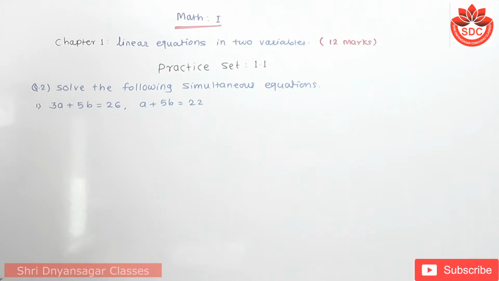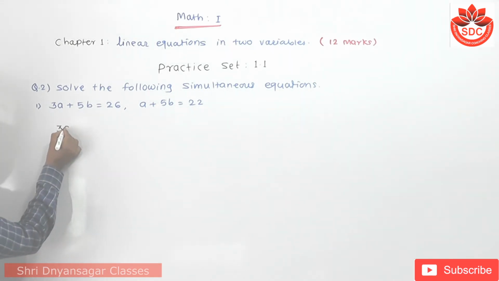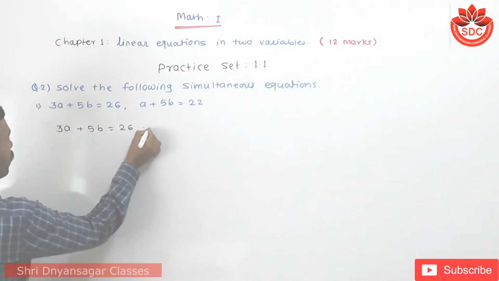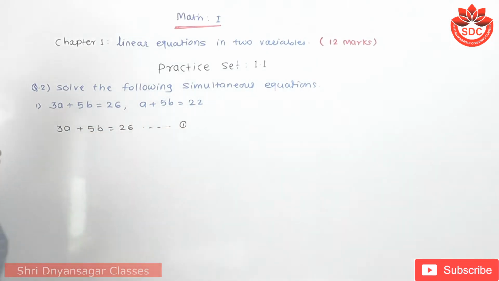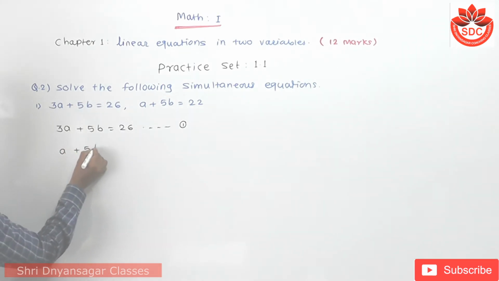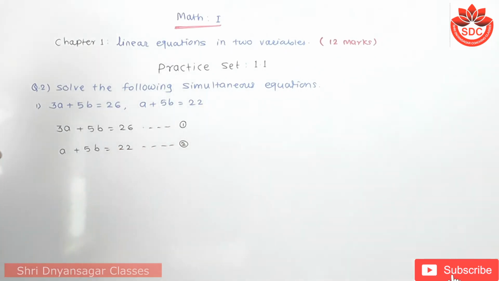Now how to solve it? First I have to write the equations and give the equation numbers. The first one is 3a plus 5b equals 26. Suppose this is equation number first. Then the second one is a plus 5b equals 22. This is equation number second.